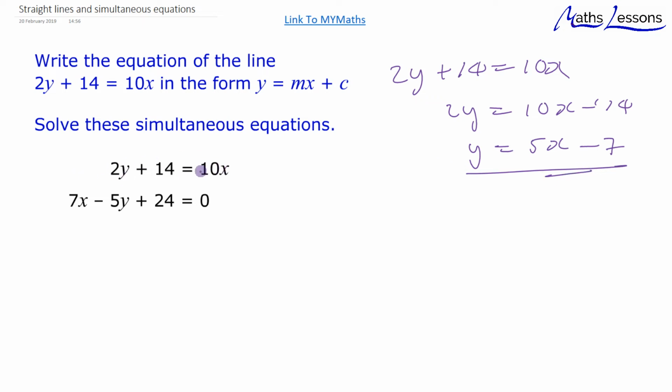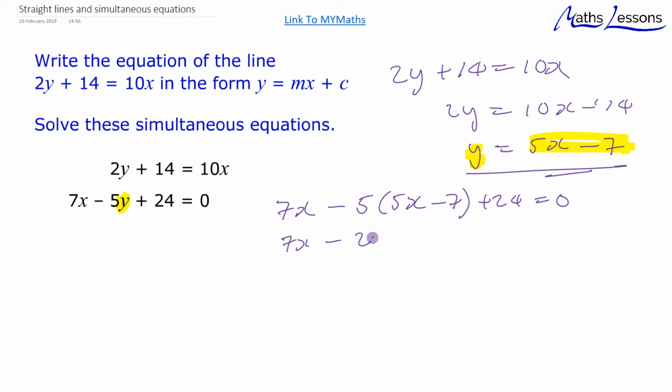Now, we're going to solve these simultaneous equations, so it makes sense to use what we've just done here. As we know that y is equal to 5x minus 7, we can replace the y here with it. So we get 7x minus 5, open brackets, 5x minus 7, plus 24 equals 0. And so we get 7x minus 25x plus 35 plus 24 equals 0.